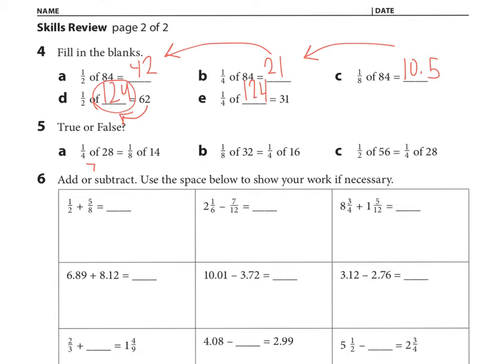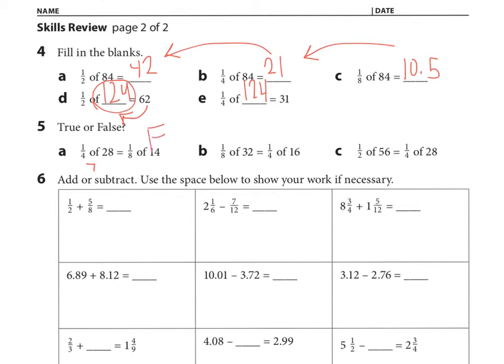I know that's going to be half, half, half. So half of 14 is 7. Half of 7 is 3.5. Half of 3.5 is already smaller than 7. So that's why this is false.